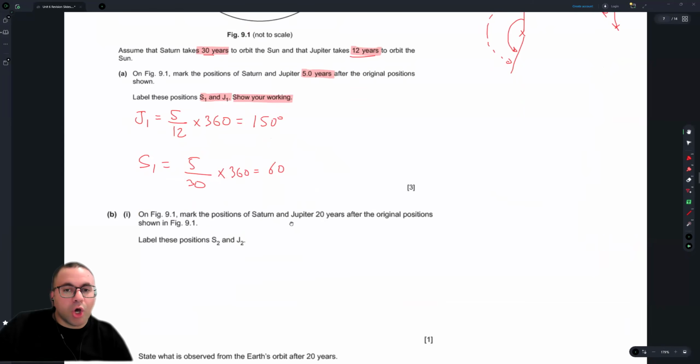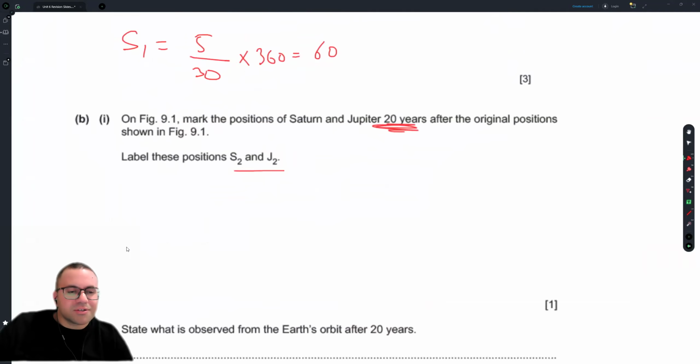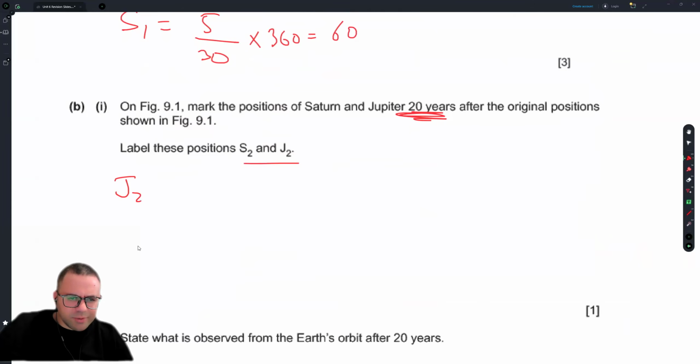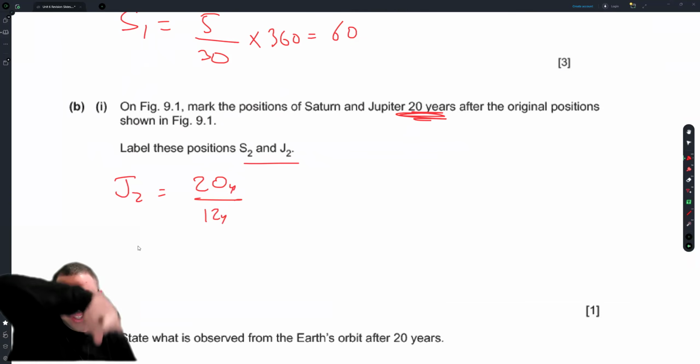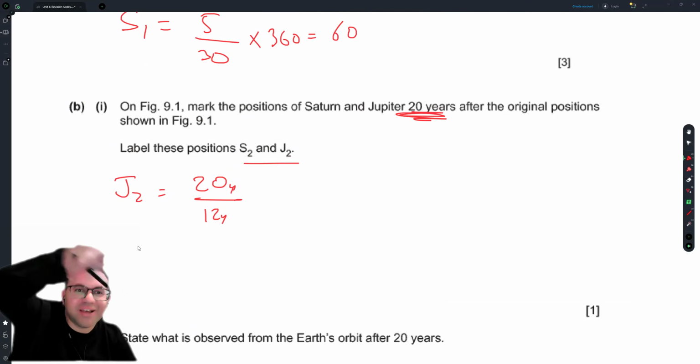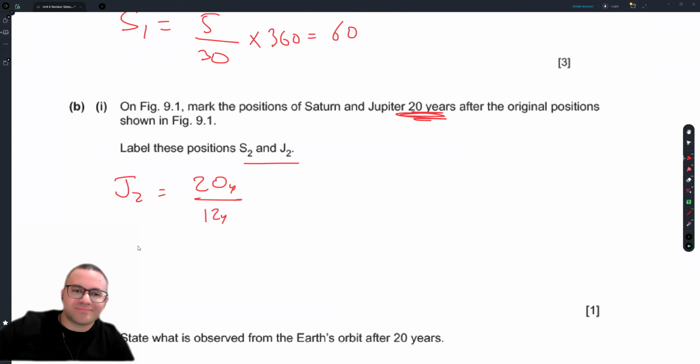Next. On figure 9.1, the same figure, mark the positions of Saturn and Jupiter 20 years after their original positions. Mark their positions as S2 and J2. Okay, cool. So if I say J2, I'll do the same working. Wait, how do I go more years than my orbital period? This means Jupiter finishes one loop. So it finishes 12 years, it finishes one loop, and then travels a little bit more.